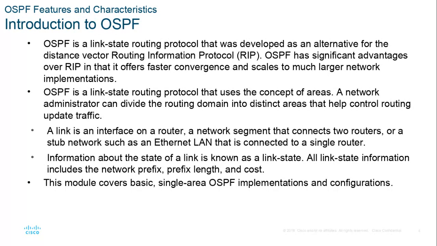A network segment that connects two routers, or a stub network. So if I take an Ethernet cable and plug it between G0/0 of router R1 and G0/0 of router R2, I will get a link between those two routers. That's a complete little separate broadcast network.